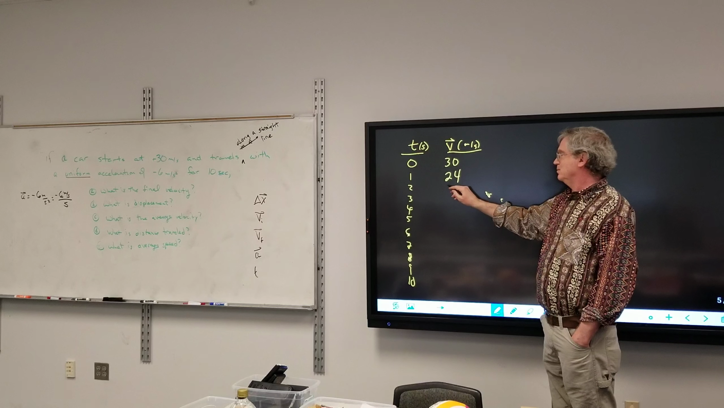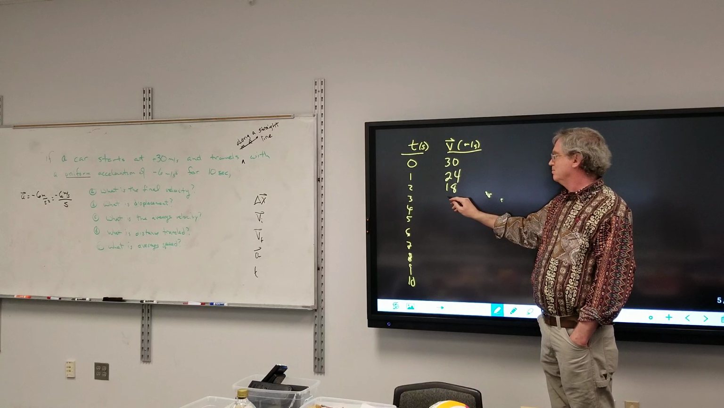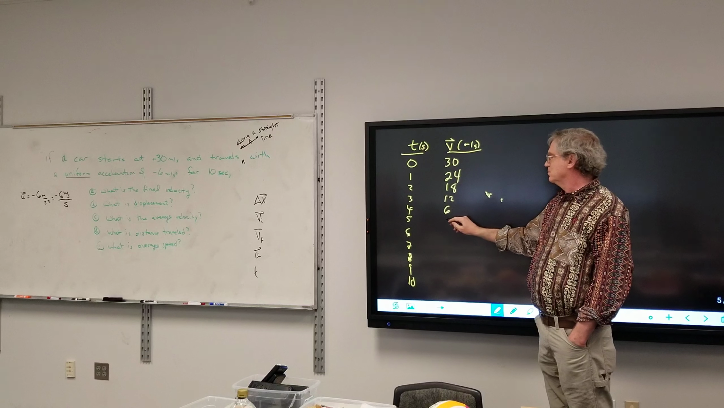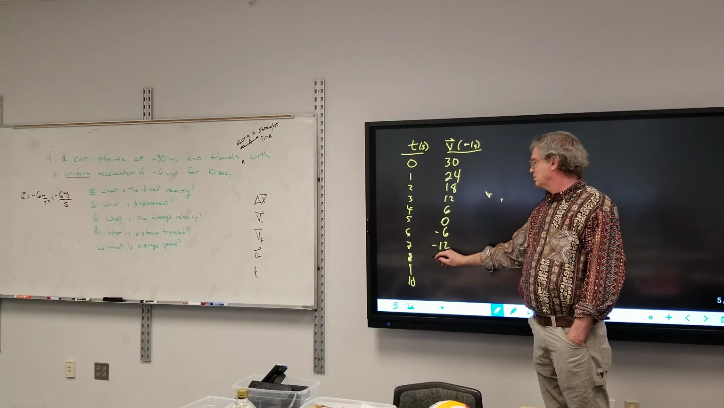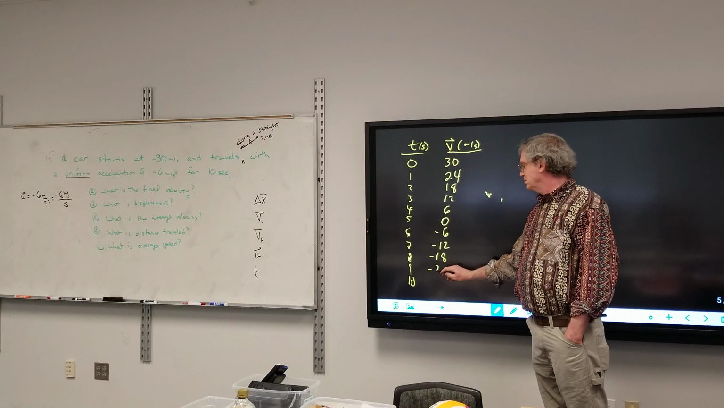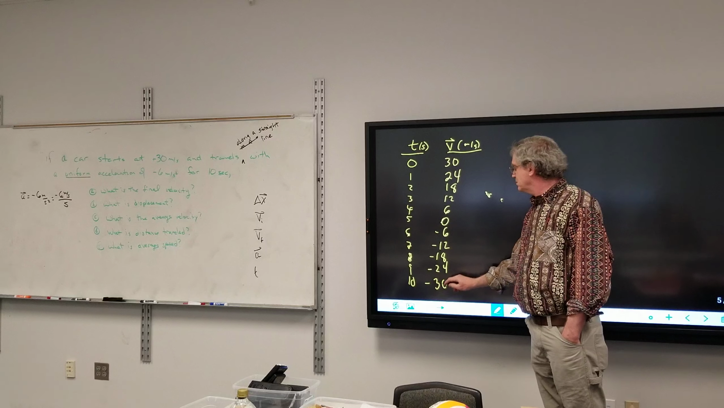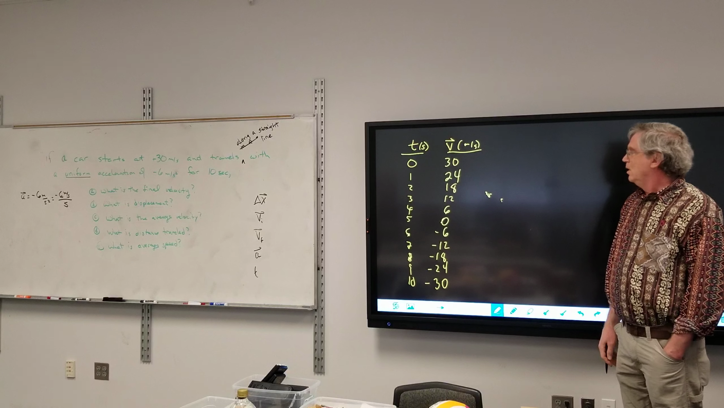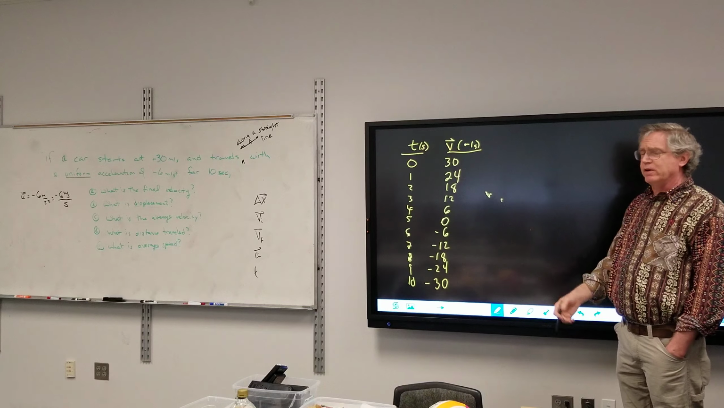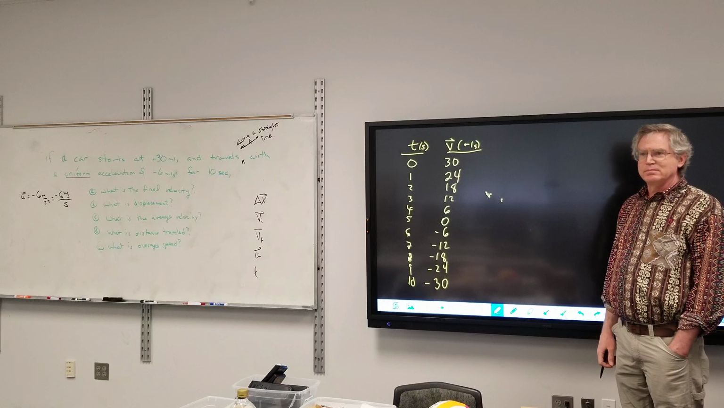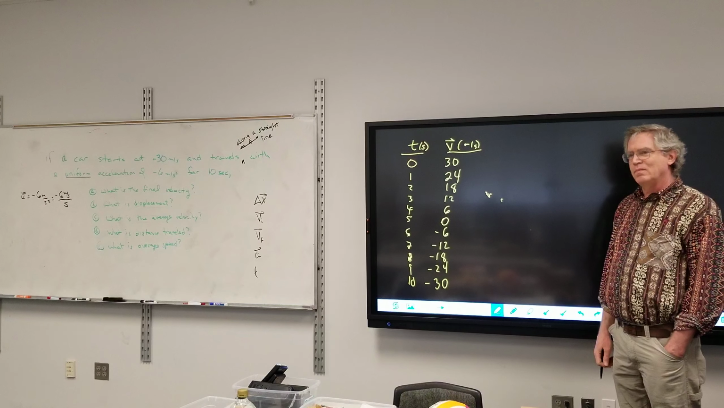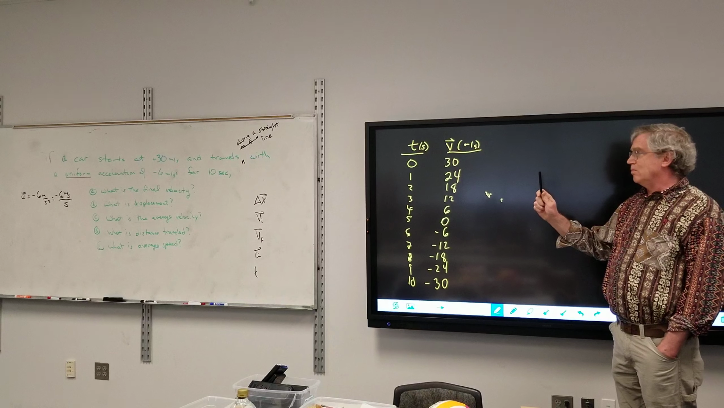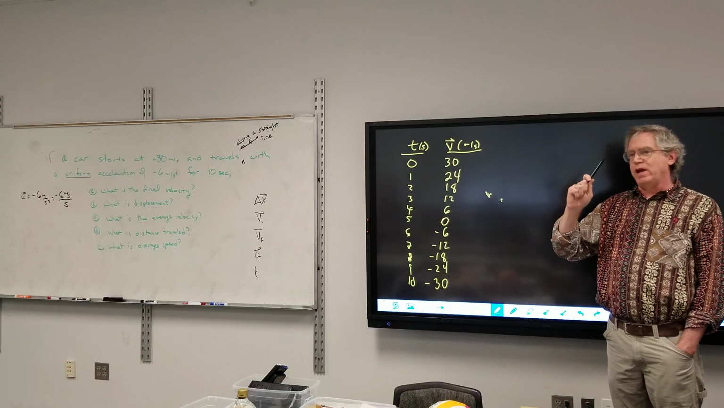24. Keep going. 18. 12. 6. 0. Negative 6. Negative 12. Negative 18. Negative 24. Negative 30. All right. So what is my final velocity? Wouldn't it be 0, because it comes back all the way that it went? Or no? That would be the way you would approach it for average velocity.